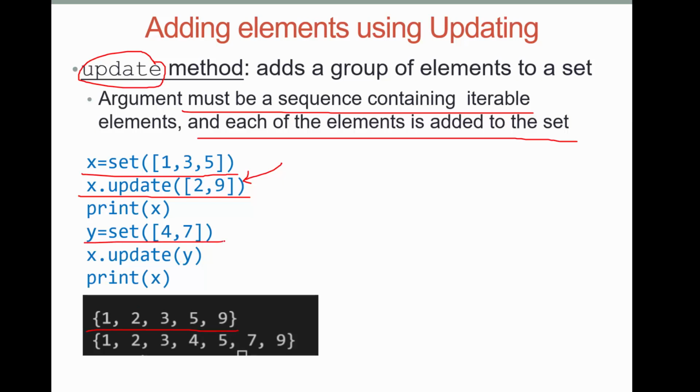Let's update it again. X.update, print X. But did you notice something here? Y is equal to a new set, update Y. Here we gave the name of the set, or the list, sorry. Let's see this in code.